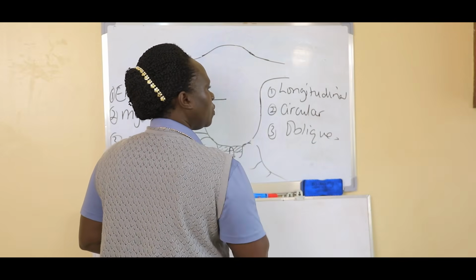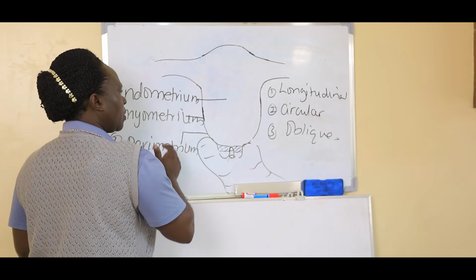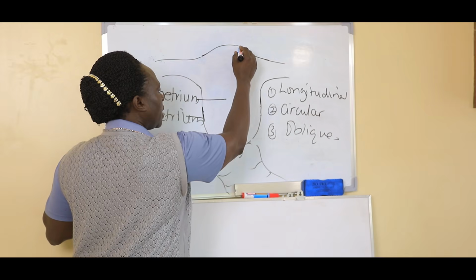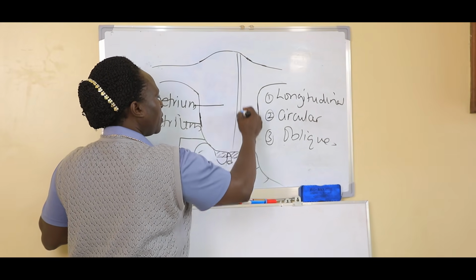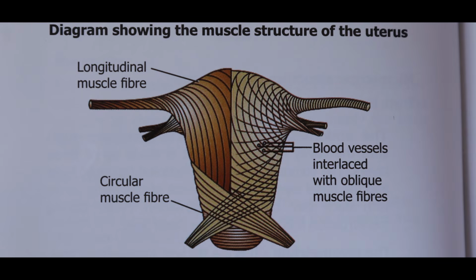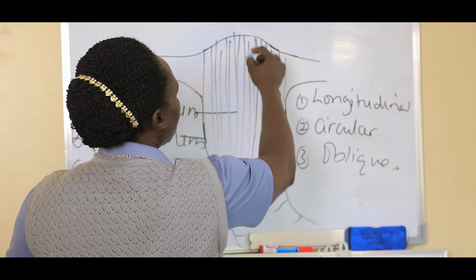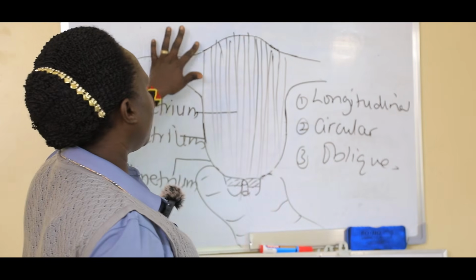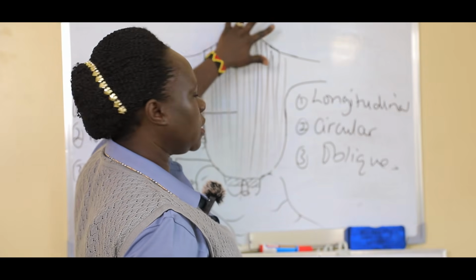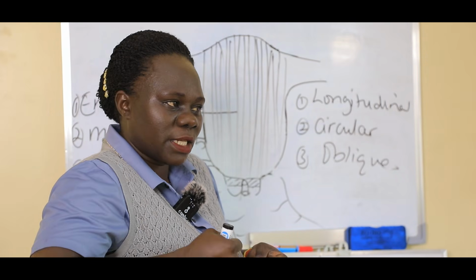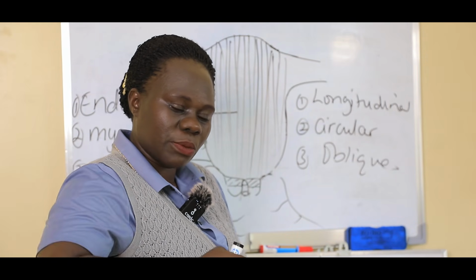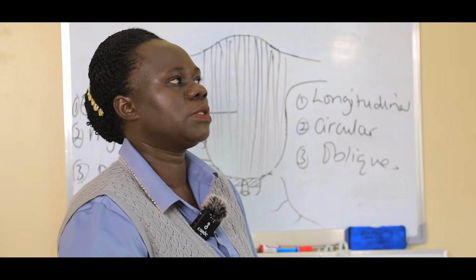So, what are the longitudinal muscle fibers that are found in the myometrium, for example? These ones are the muscle fibers that run from the fundus to the isthmus below. They run like that. And these muscle fibers are very important because these are the muscle fibers that contract when a woman is in labor. They contract and retract such that they can push the baby outside to be delivered.